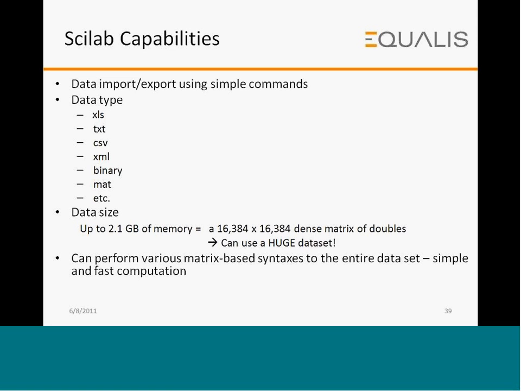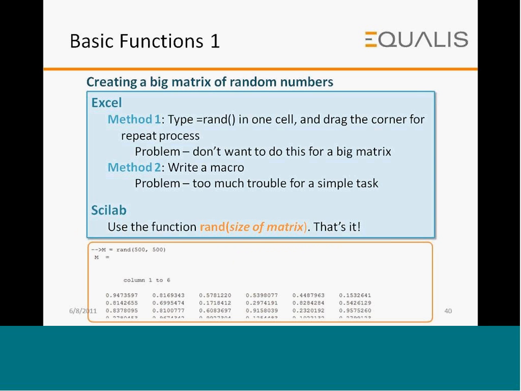And you can perform various matrix-based syntax to the entire data set. And it is simple and fast. Let me take a few simple examples. Say you want to create a big matrix of random numbers in Excel. There are 2 ways in which you would typically do. You type in one of the cells, equal to rand of parentheses, and you drag the corner for repeating the process, right?